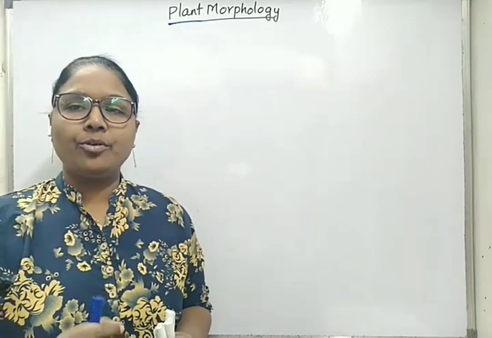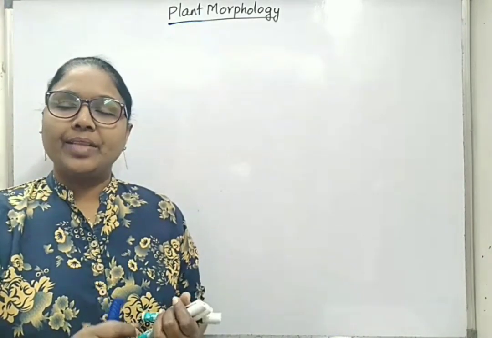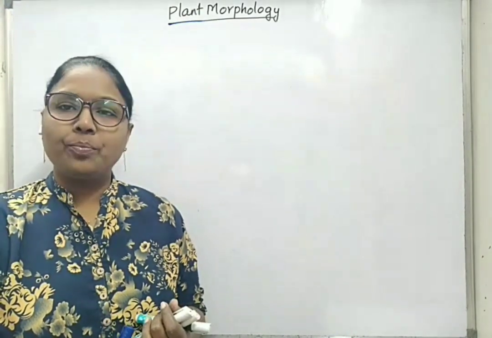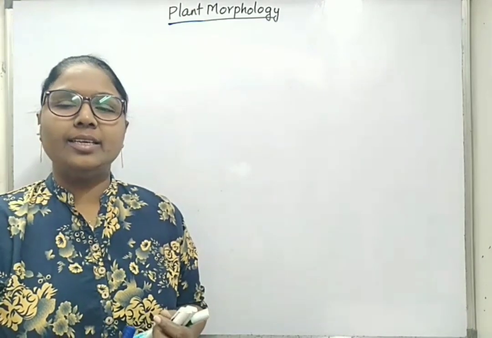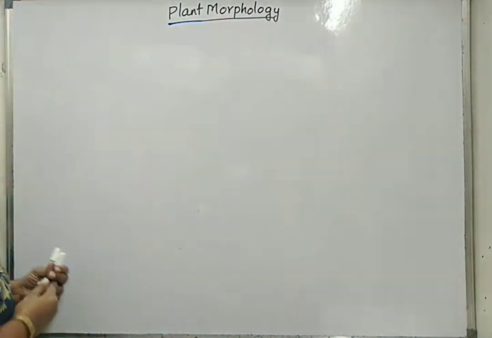Hello students, now we will learn about phyllotaxy. Phyllotaxy means the arrangement of leaves at the node region of a branch or stem. There are three types of phyllotaxy: alternate phyllotaxy, opposite phyllotaxy and whorled phyllotaxy. We will see those types.